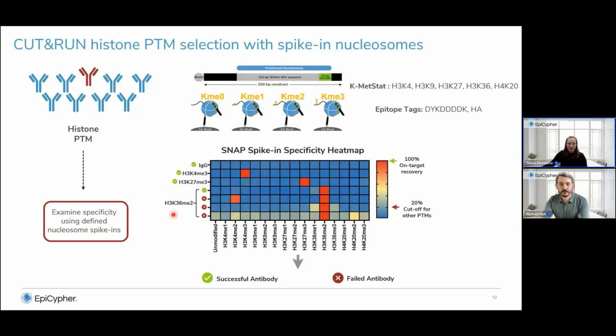In this data set, the x-axis displays all the PTM-defined nucleosomes within the panel that are available for capture, and the y-axis shows the antibodies tested. The coloring shows the on-target recovery for each PTM, where red is set to 100% on target. The 3 controls, IgG, H3K4-trimethyl, and H3K27-trimethyl, and 1 H3K36-dimethyl antibody are considered successful, whereas 3 H3K36-dimethyl antibodies from different vendors are considered failed due to their greater than 20% cross-reactivity to other histone PTMs.